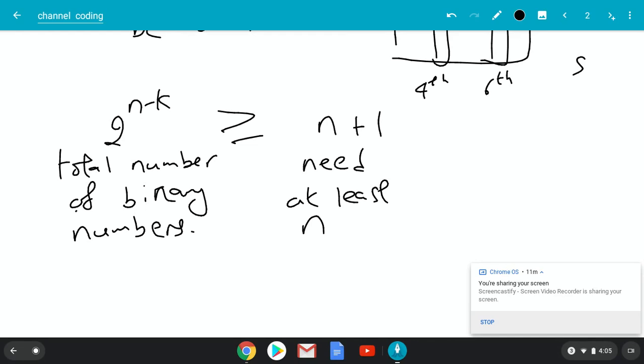Okay, so when 2 to the n minus k is exactly equal to n plus 1, we know that those are Hamming codes. That means in the syndrome matrix, we're using up all 2 to the n minus k binary numbers except 0, right?